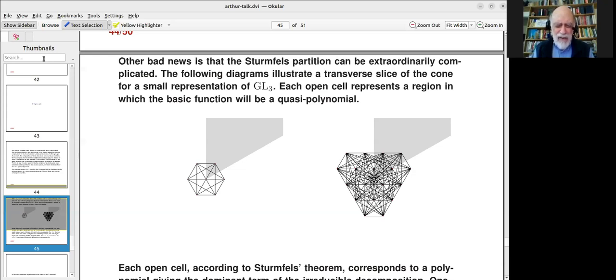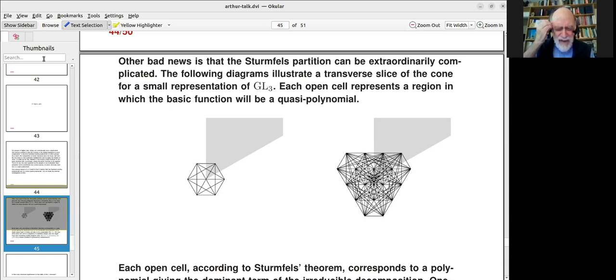Here, what I'm looking at are slices of the regions we had for GL2. We're looking at horizontal slices. The shaded area here represents the dominant weights. Each one of these diagrams has a dominant weight, so it corresponds to a representation of GL3.